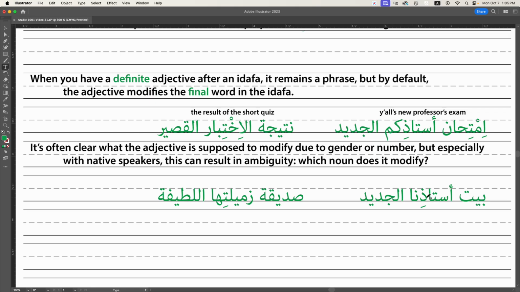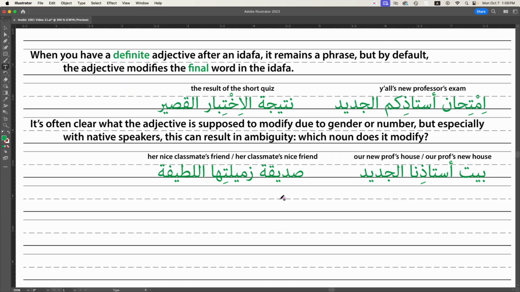However, all these words are masculine, singular, and definite, so in theory it could be modifying this one, and for native speakers it often will be. So is it our new professor's house or our professor's new house? Therein lies the question. Same thing here, only they're all feminine. Sadiqat zamilatiha al-latifa, the friend, her classmate, the nice. So is it her nice classmate's friend, which is the default, or her classmate's nice friend? We don't really know, so we might have to ask a follow-up or get some more information or just kind of roll with it.